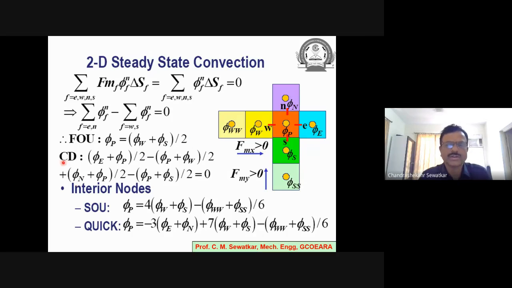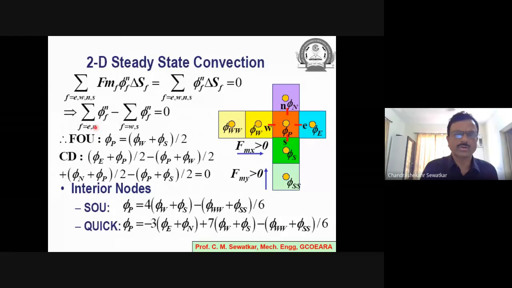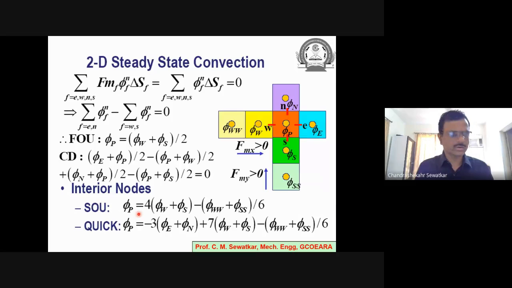Similarly, I can do it for the central difference scheme. For central difference scheme, phi_F is, sorry, phi_E is phi capital E plus phi capital P divided by 2. I can write down for north face, south face, west face from the central difference scheme, and then I can obtain the expression for phi_P. I have not written it here, but I can do that. Similarly, I can do it for second order upwind scheme and QUICK convection scheme. So we obtain expressions something like this for the various values of phi_P.